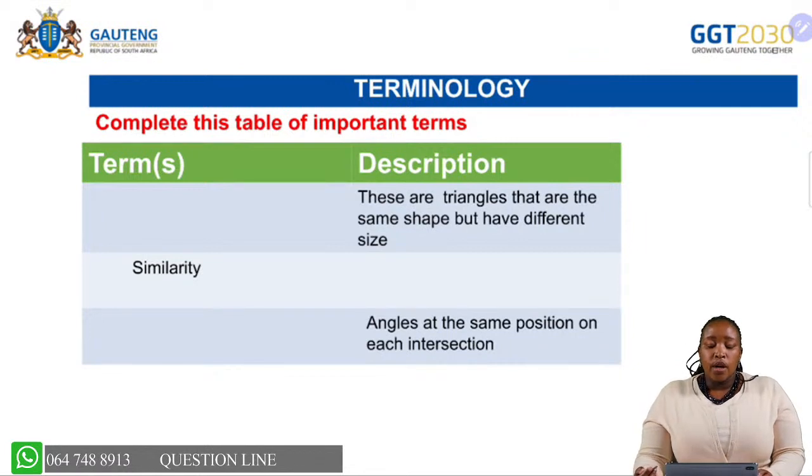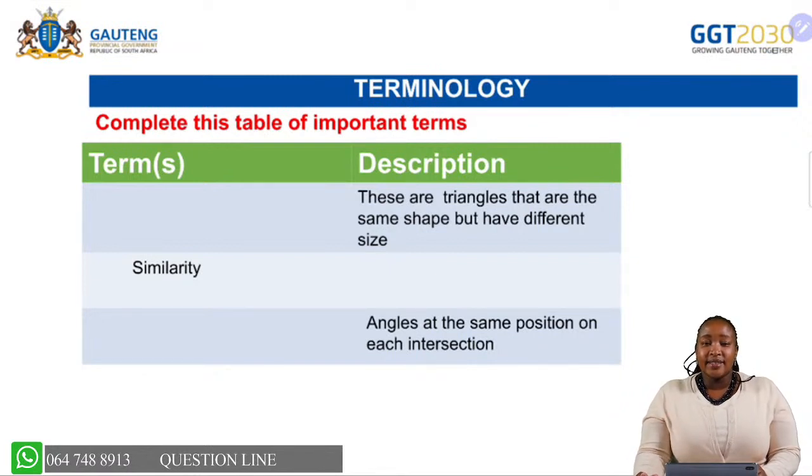so for the first one, we have a description. We need to give the term. All right, and it says these are triangles that are the same shape but have different sizes. Okay, so what do we call triangles that have the same shape but different sizes? You can raise your hand in class.